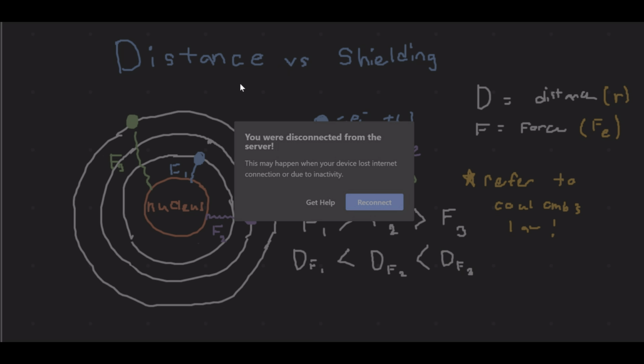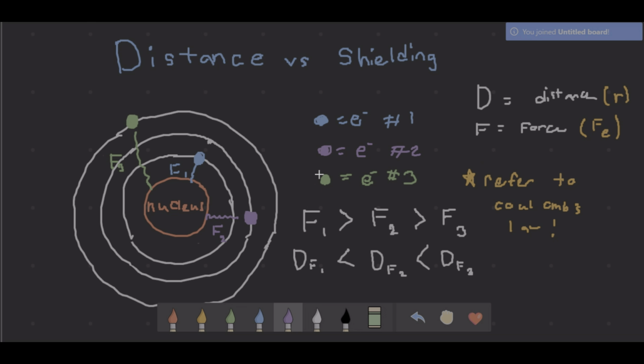Next, I'm going to go to this slide of notes I made called distance versus shielding, which I'll get into in a minute. I've pointed out 3 electrons of varying distance from the nucleus: electron 1, electron 2, and electron 3. These little lines represent the distance and the force: F1 or D1, F2 or D2, and F3 or D3.